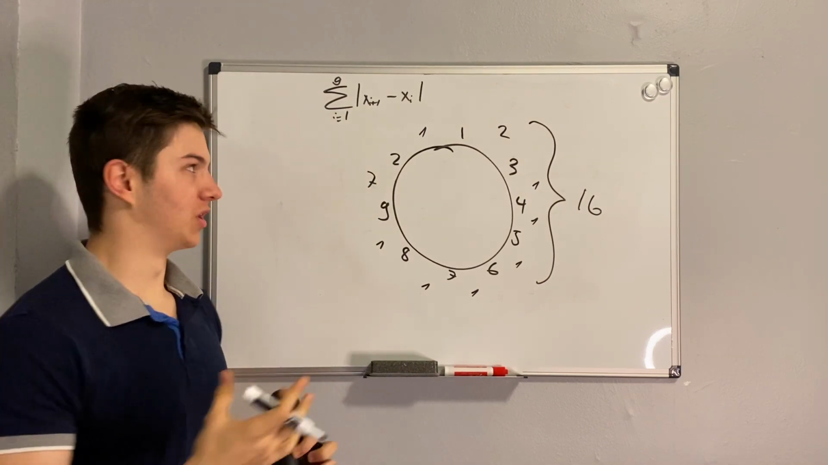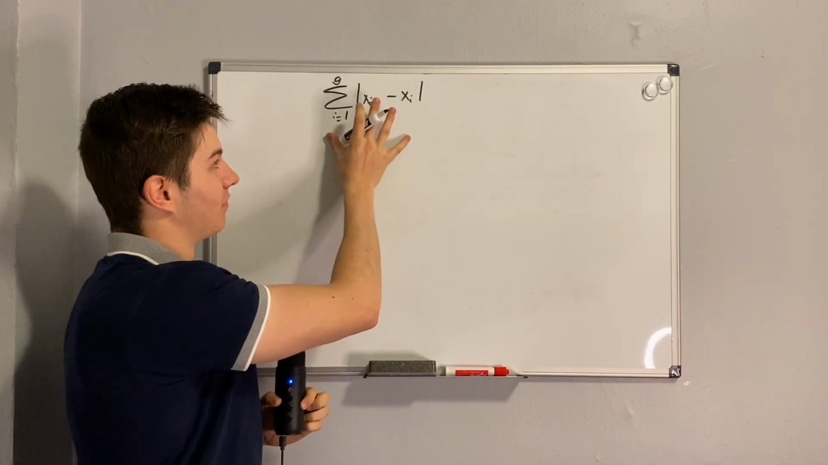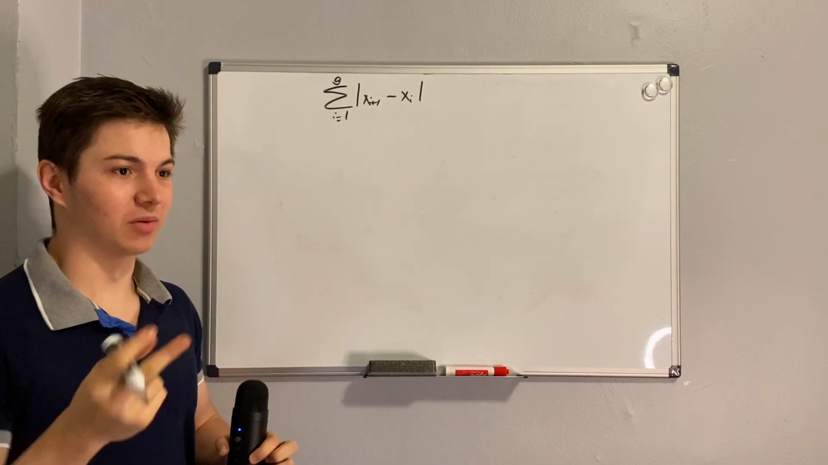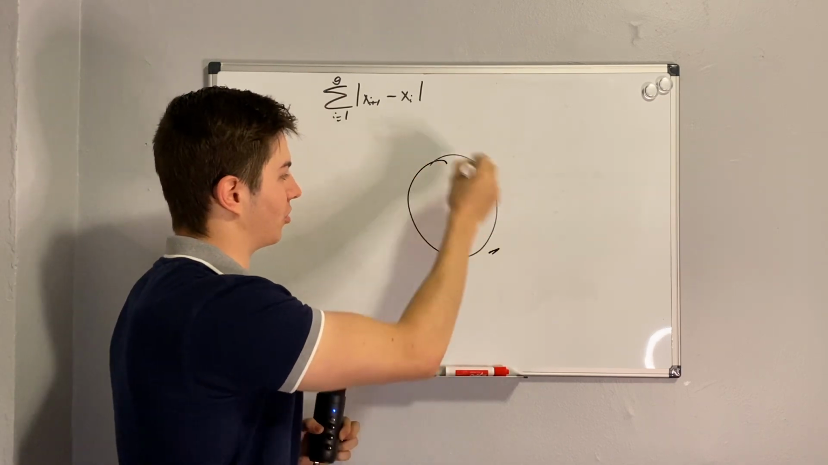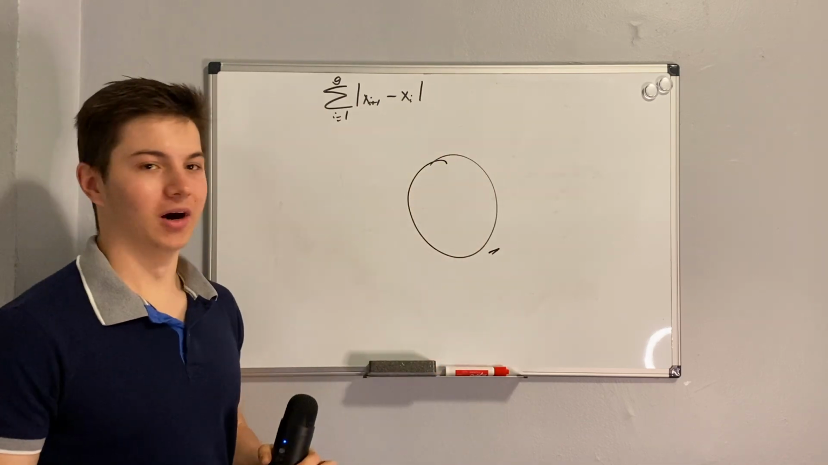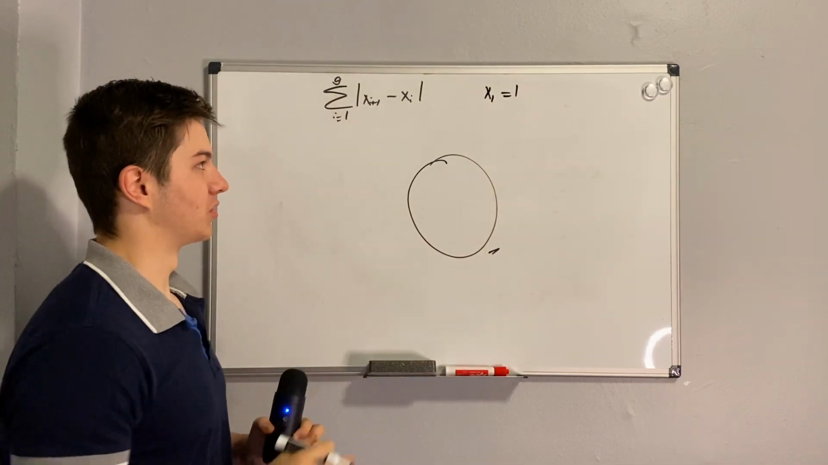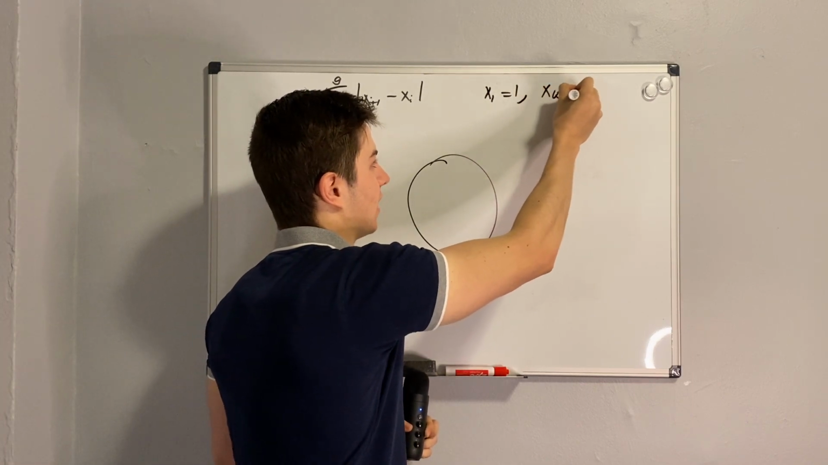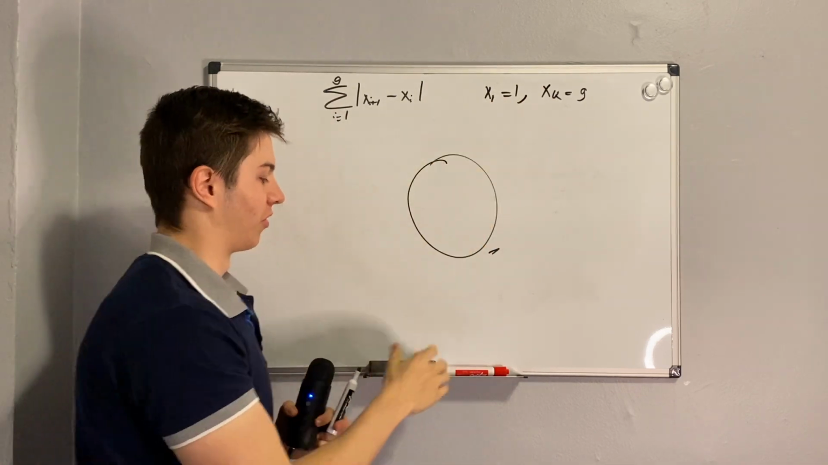But let's try to prove it using a little bit more rigorous logic. We want to show that this sum of absolute differences is bounded below by 16. We'll make 2 assumptions before we start. First, if you have all the numbers arranged in a circle, wherever the 1 is, we can always rotate the circle so that the 1 is at the top, which means that we can assume that x1 is 1, without loss of generality. The second thing we'll say is that xk is 9, where k is just a number between 1 and 9. This will help us with our proof.